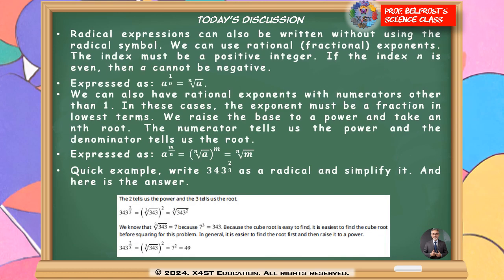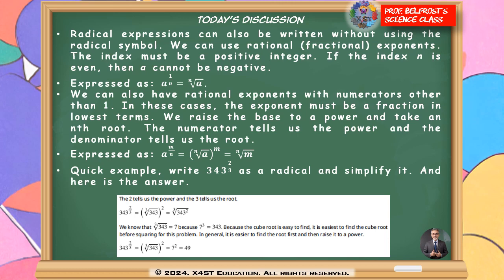Okay, and a radical expression can also be written without using the radical symbol. We can use rational or fractional exponents. The index must be a positive integer. If the index n is even, then a cannot be negative. It is expressed as a to the power of 1 over n equals the nth root of a.